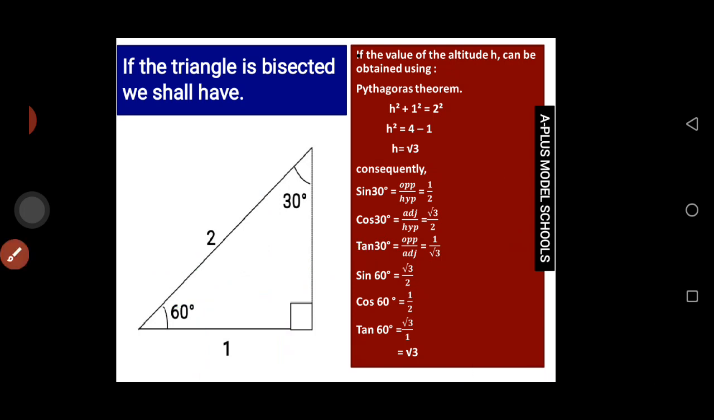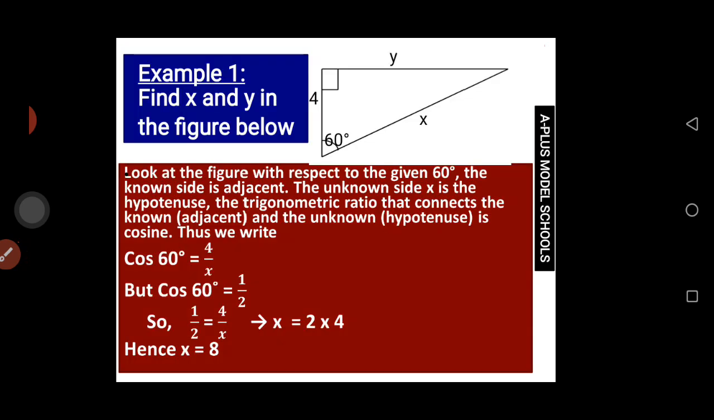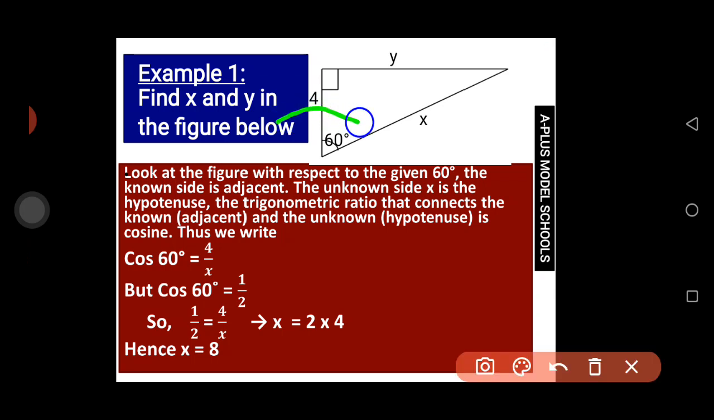I will still give you a table that shows all these values, which you can sit down and also know on your own. Then look at the first example here now. Look at the figure with respect to the given 60 degrees. It means we are given an angle of 60 degrees, so you use this angle to look for the value of x and y.